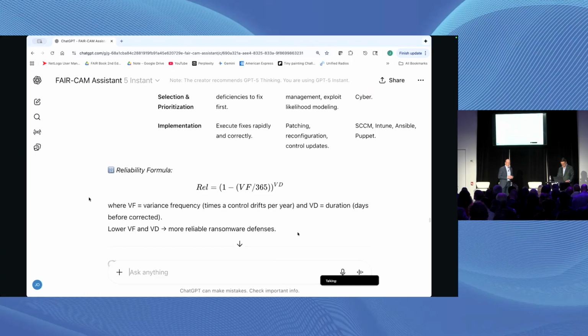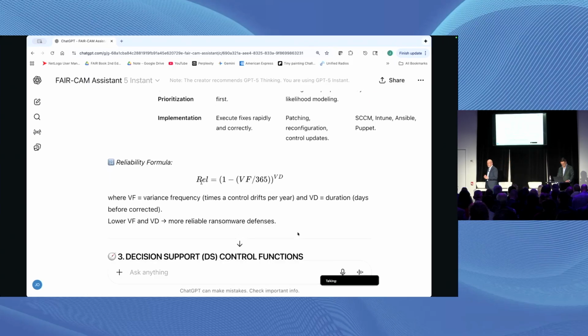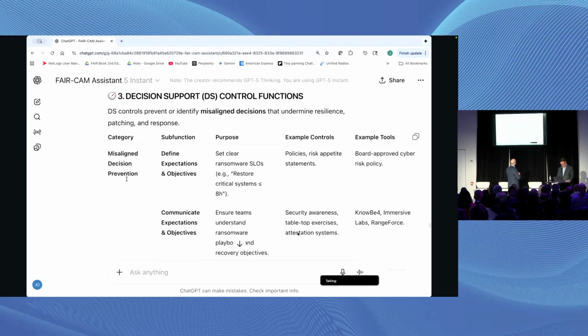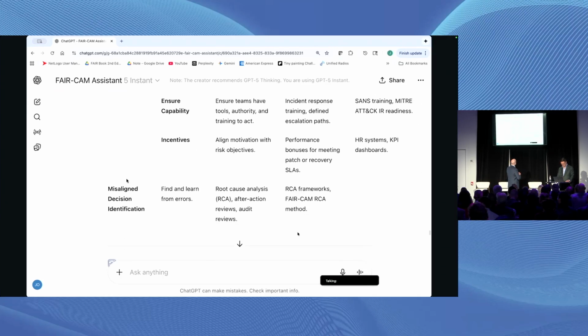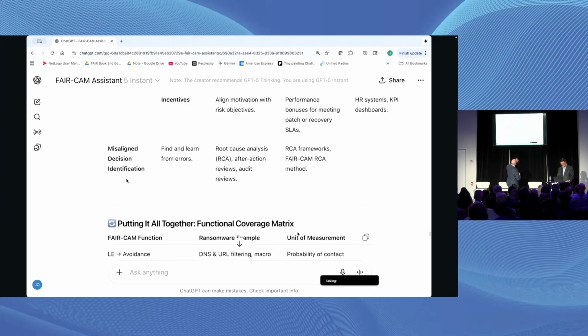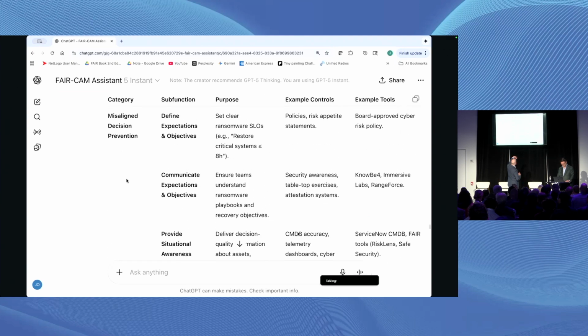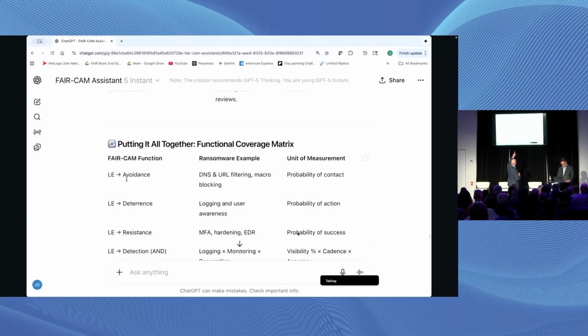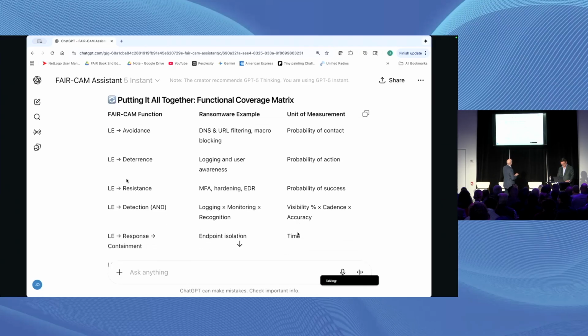It'll give you the formulas that underlie FairCam and how to measure the operational efficacy of controls. Spell all of that out for you. And decision support controls, and it gives you, putting it all together, the functional coverage matrix, right?